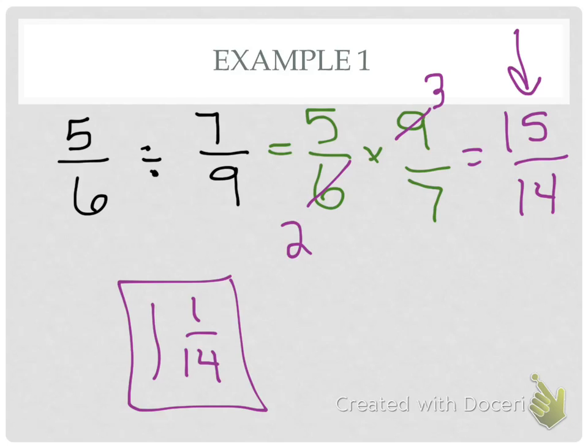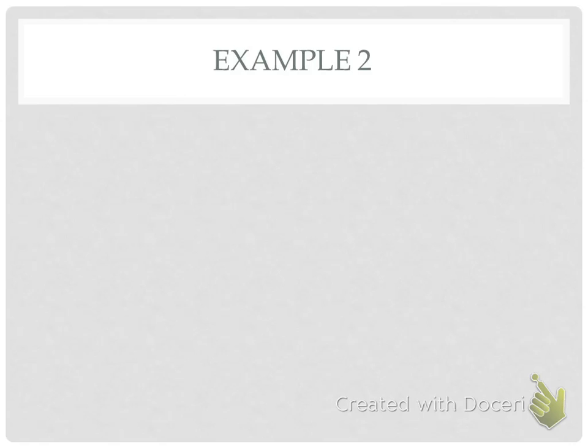All right, now in example 2, we're dividing a fraction by a whole number. Now remember, anytime we see a whole number, we know that that number is actually over 1. Okay, it's understood that a whole number can be written as that number over 1. So essentially we're doing the same thing here.